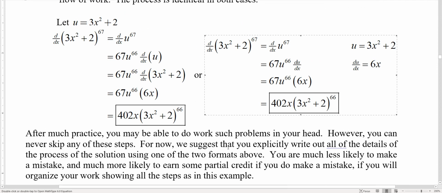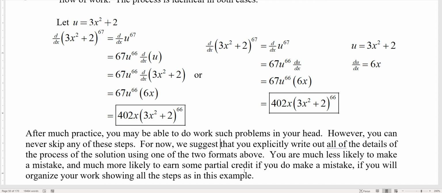Now, I will say this. After you get better and better at this, you might be able to do some or even all of this problem in your head. At this point, I've done so many derivatives, I could do this entire thing in my head and just write the answer down. But I strongly suggest at the beginning that you don't try to do that, that you actually physically write down what u is and write it down in one of these two formats that you see here, showing all of your steps. Number one, I think it gives you a better understanding of what goes on.